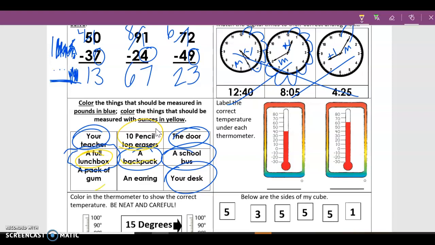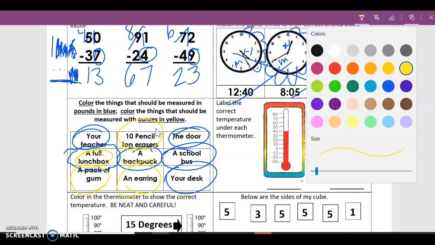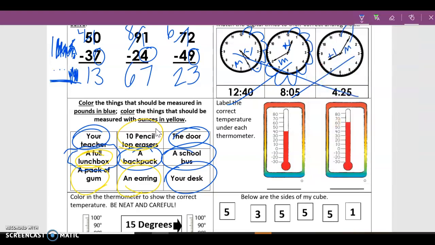Not a school bus, a pack of gum for sure, an earring for sure, and definitely not your desk. All right, moving on. Label the correct temperature under the thermometer. Well, when they line the top of the red line up, they should be able to find that it is about 40 degrees. And when they line the top of this one up, they'll notice it's about 60 degrees.